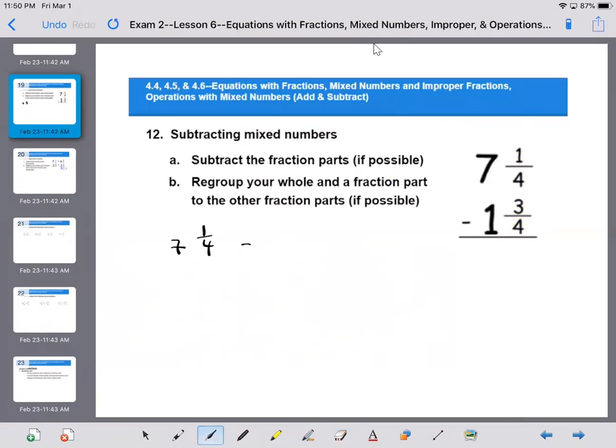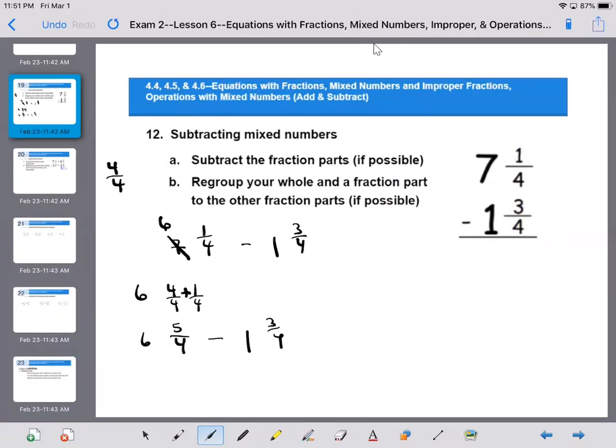So 7 and 1/4 take away 1 and 3/4. Well, I can't take away 3/4 from 1/4 without going into the negative. So I'm going to regroup here, and I'm going to take a whole. And the whole, remember, is 4/4. So I'm going to add 4/4 to the 1/4. And I don't have 7 wholes anymore, I have 6 wholes. So that's going to be 6 and 5/4, take away 1 and 3/4.